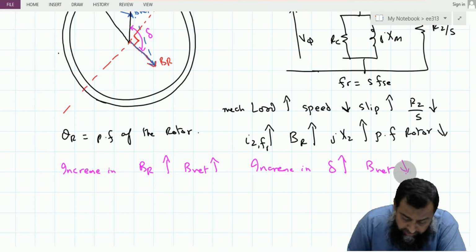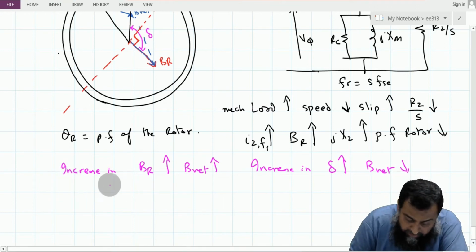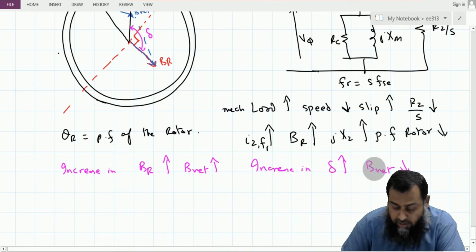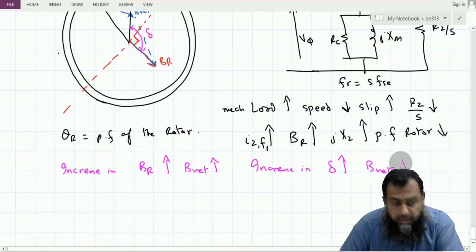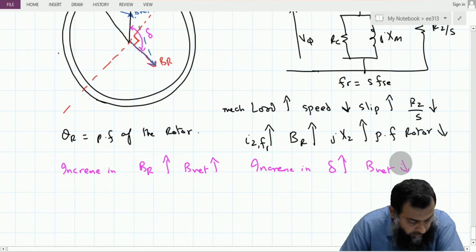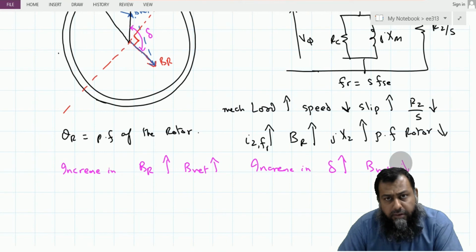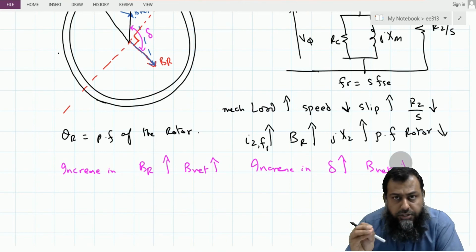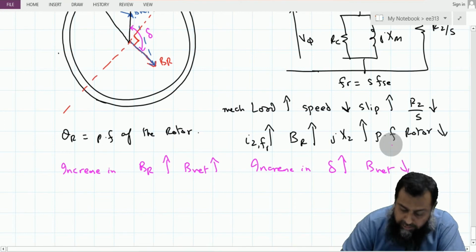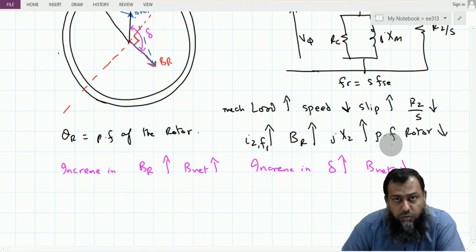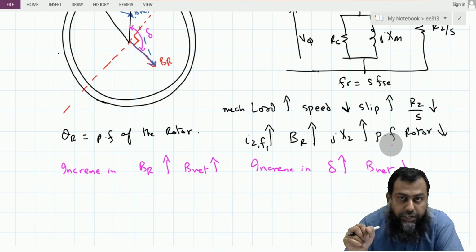So if the first effect, which is this one, is larger than the effect of delta on this B net, then the overall induced torque will increase, and the motor will be able to cater for the load which is applied on the shaft, right? If this dominates this, then it certainly means that the motor is no longer able to withstand the mechanical load which is applied on the particular machine.